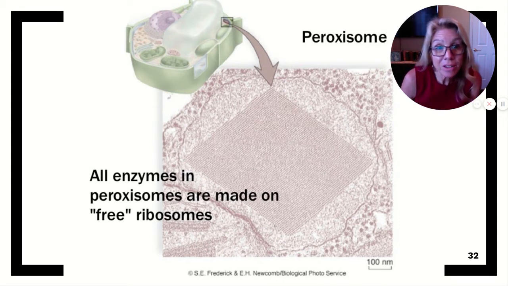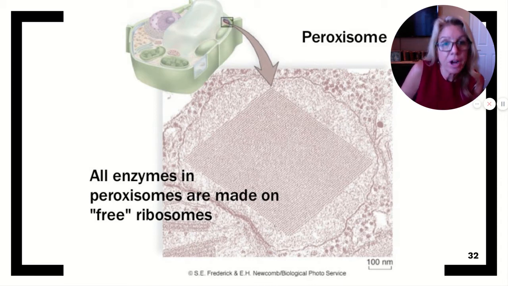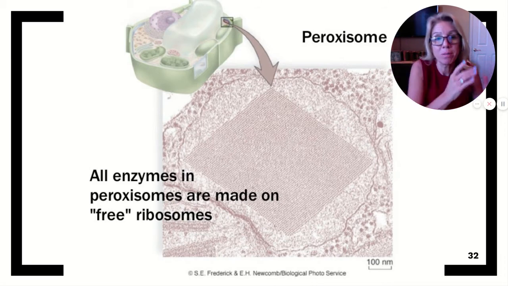So you want to add on there to peroxisome, contains catalase, C-A-T-A-L-A-S-E, contains catalase, to break down hydrogen peroxide. And if you need to, after that, put product of metabolism.